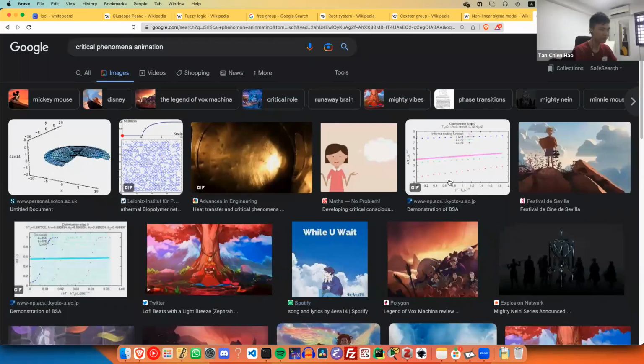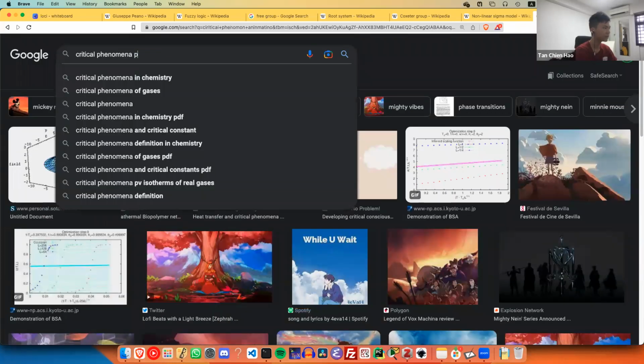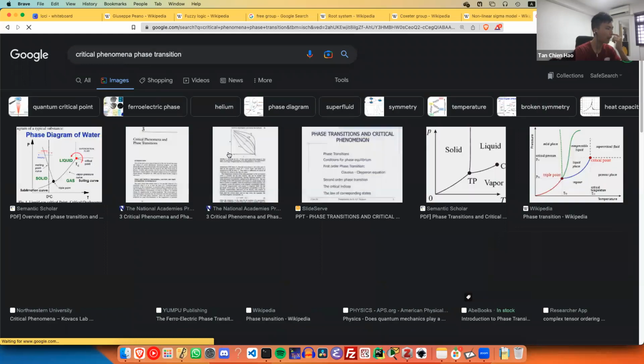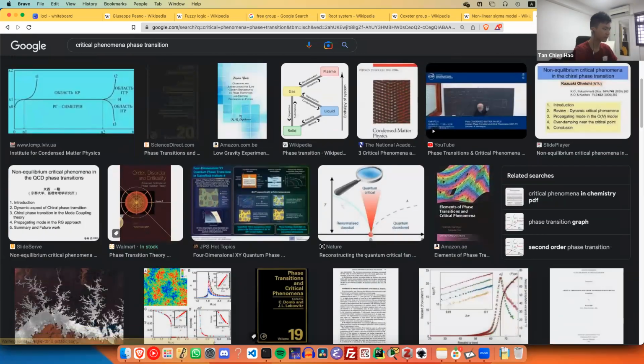I can't really find a good picture for it. Critical phenomena, phase transition. I want to show correlation length.